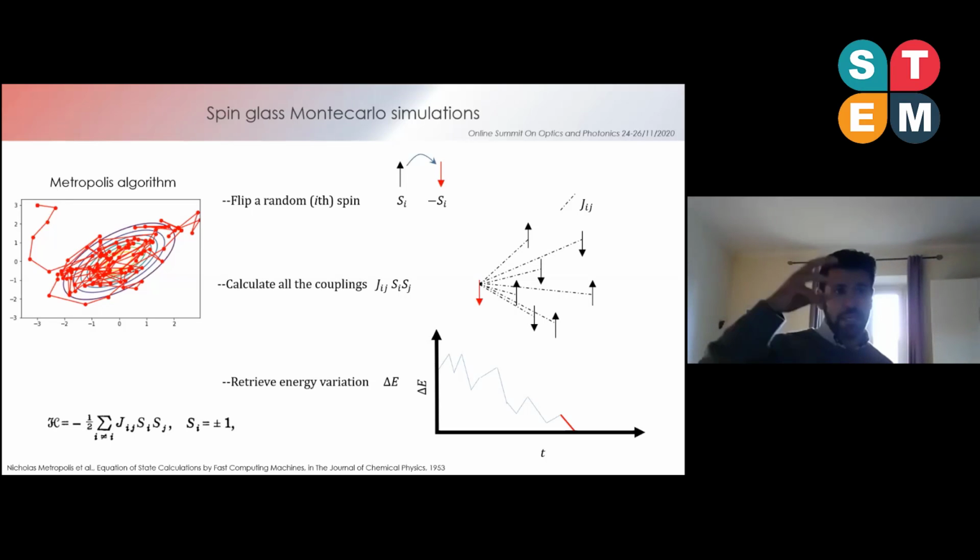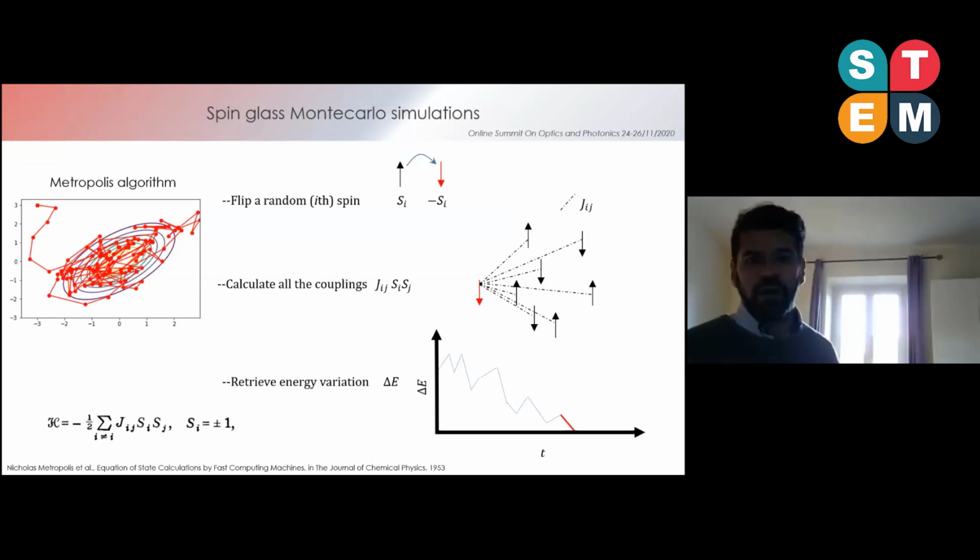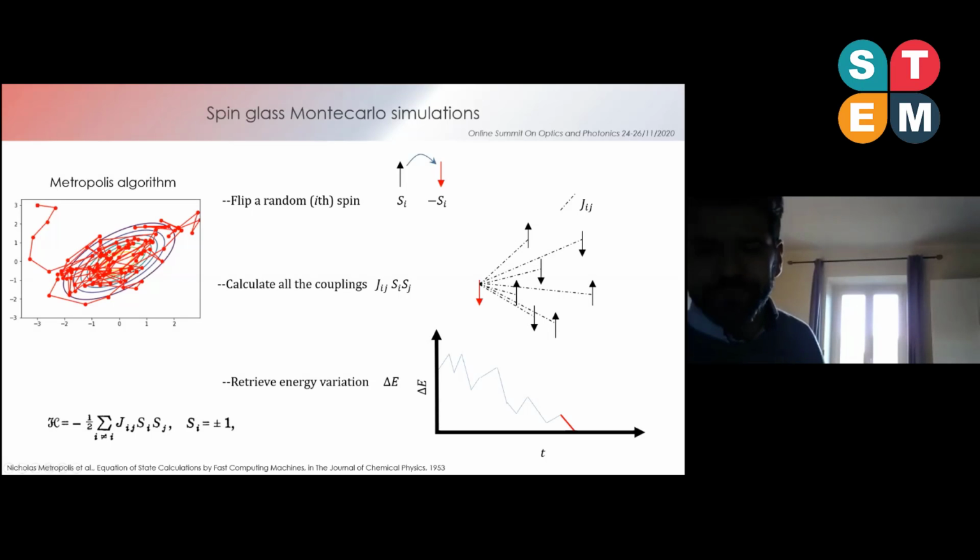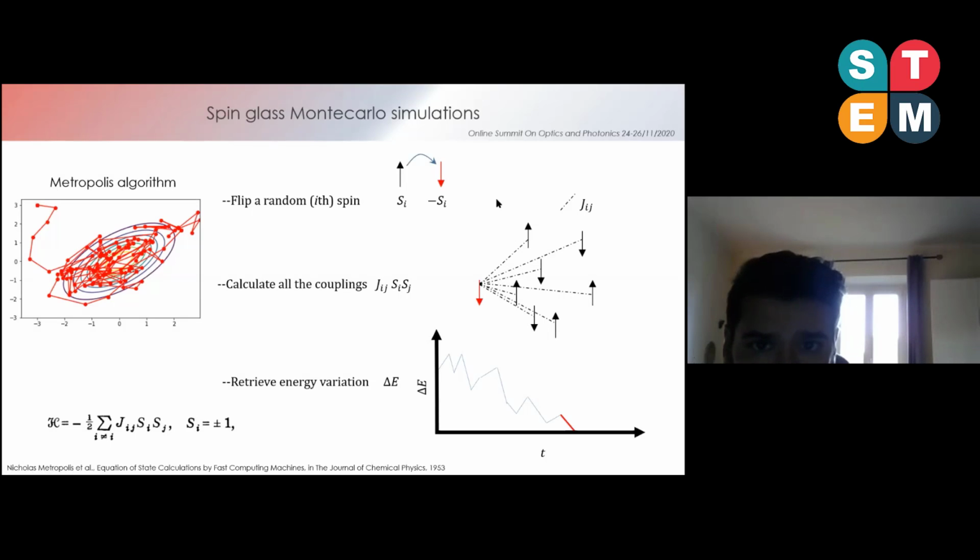So the Metropolis algorithm is based on the idea of flipping a single spin, then looking at the interaction of the single spin with all the others, and then I don't know if you can see my pointer.